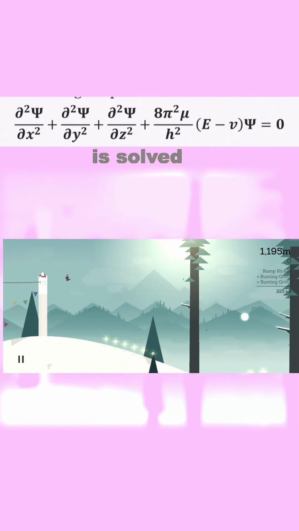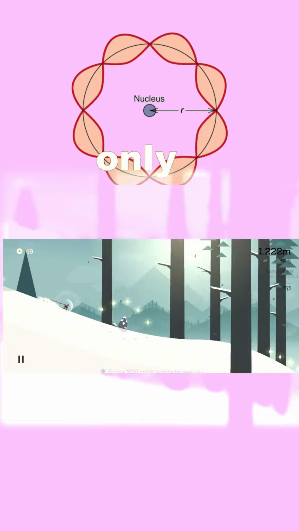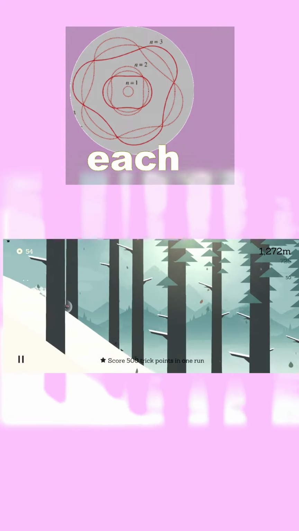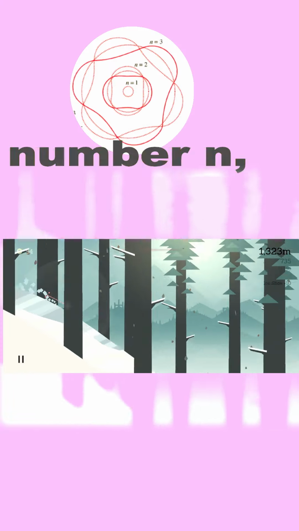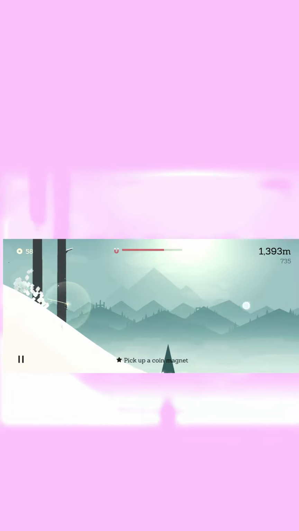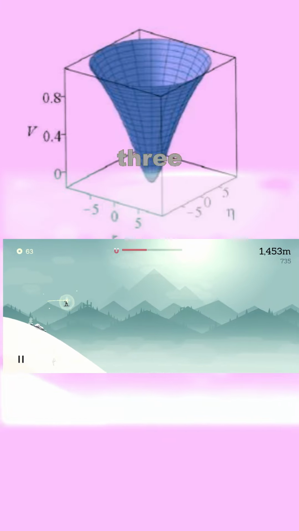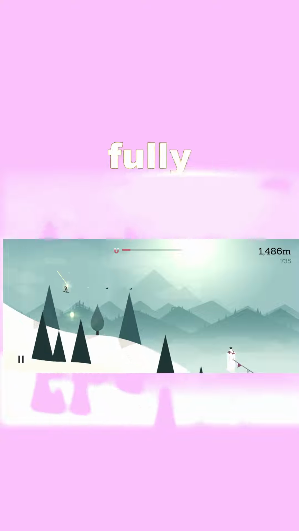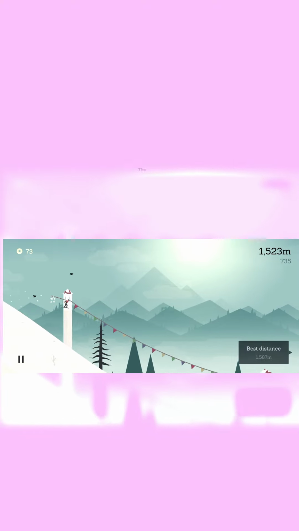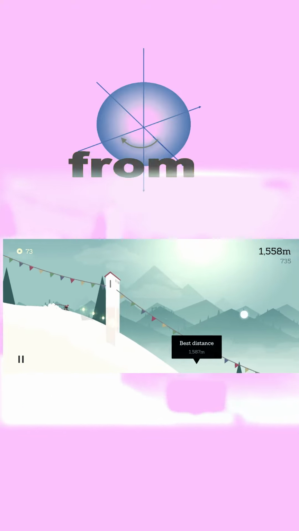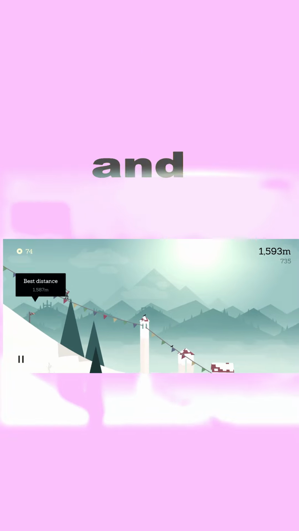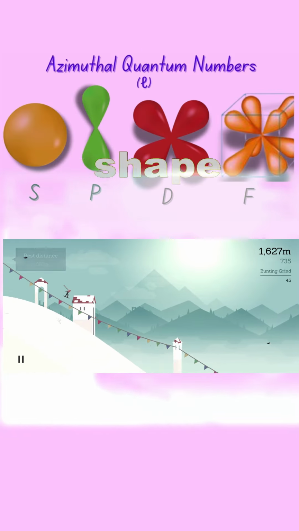When Schrödinger's equation is solved for an electron bound to a nucleus, only certain solutions are allowed, each labeled by the principal quantum number n, which fixes the energy of the electron. Since electrons are bound in 3 dimensions, solving the equation fully introduces more quantum numbers. The azimuthal quantum number L arises from the angular part of the wave function and determines the orbital angular momentum and shape of the electron cloud.